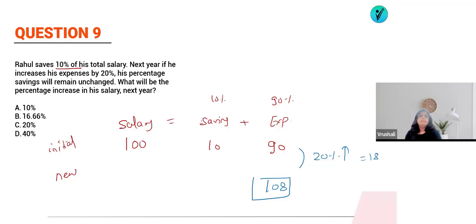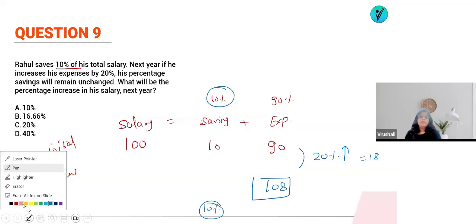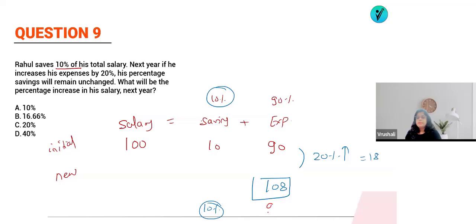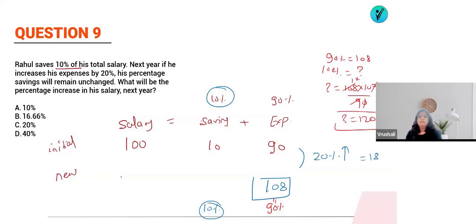And his percent saving will remain unchanged. Percent saving was 10%, so here also there is 10% saving. If 10% is the saving, then expenses are 90%. That means 90% is equal to 108. Then what is the new salary? That means 100% is equal to what? You can do the cross multiplication: 108 into 100 by 90. Zero cancelled. 9 into 12. So 12 into 10 will be 120. That means his new salary is 120 rupees.